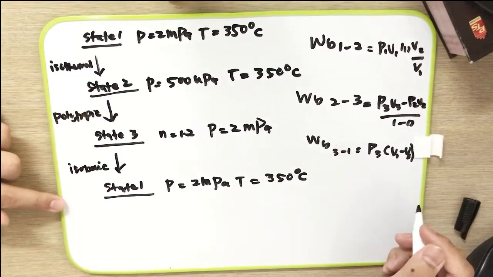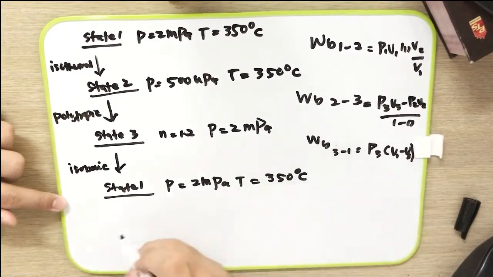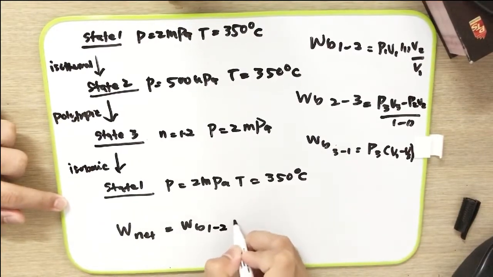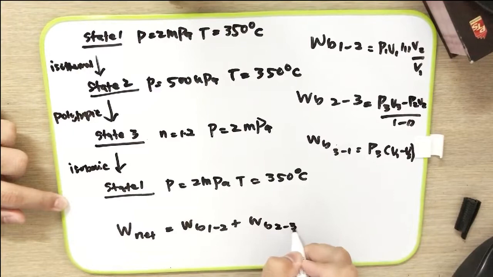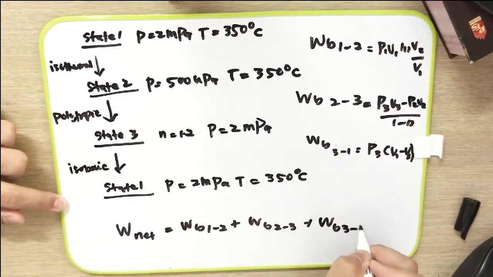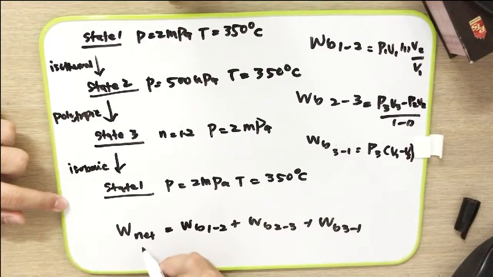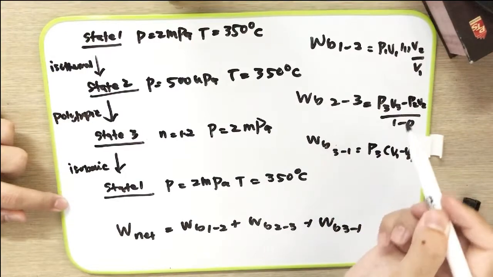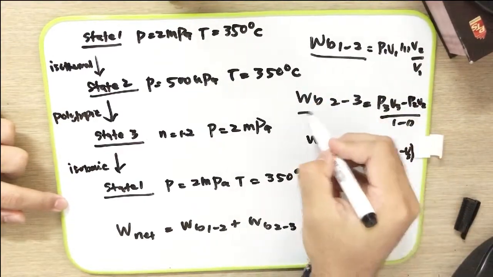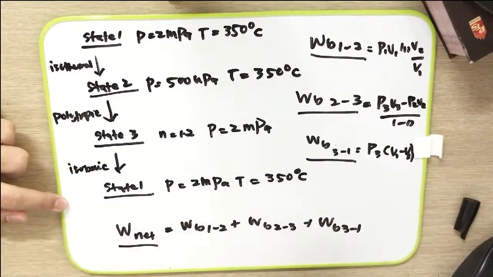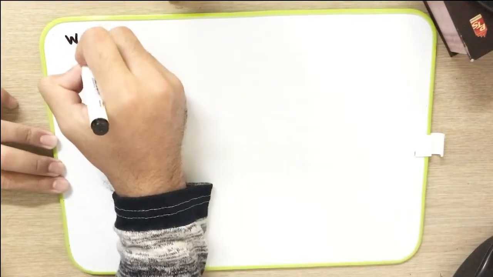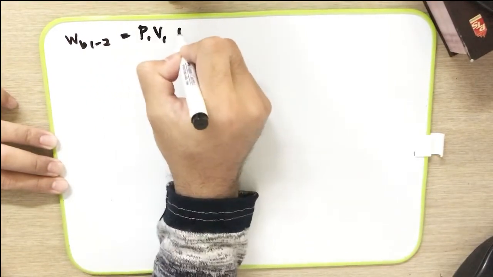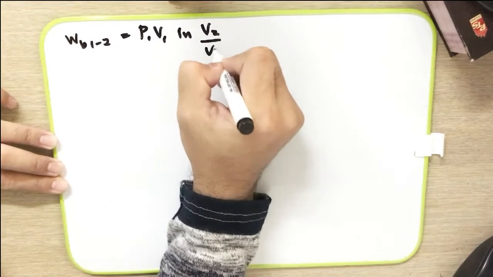Lastly, we need to find the net work. The net work, W net, is equal to WB 1 to 2 plus WB 2 to 3 plus WB 3 to 1. So you will get the W net and also the boundary work for each process. Now we have to find the boundary work one by one. First, we find the boundary work from 1 to 2 by using P1 V1 ln V2 over V1.